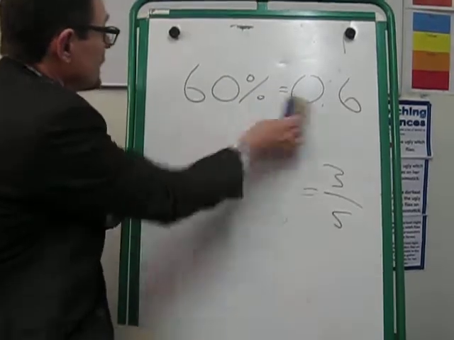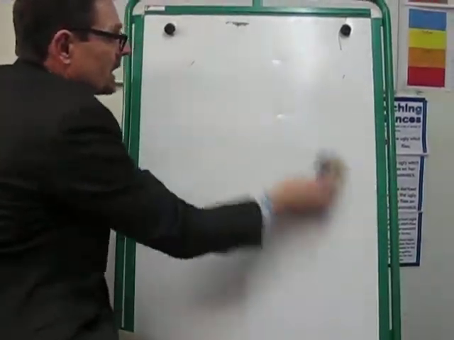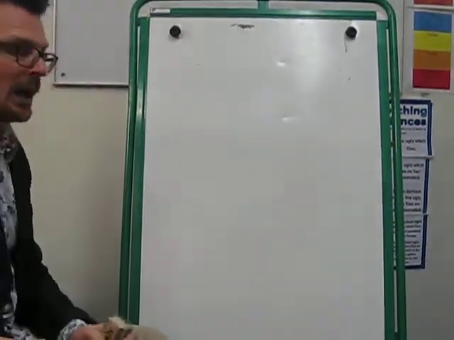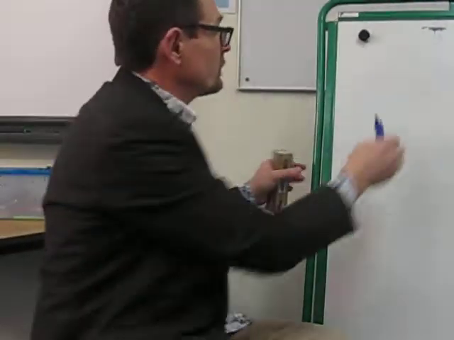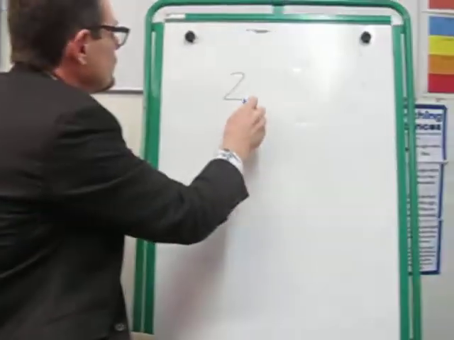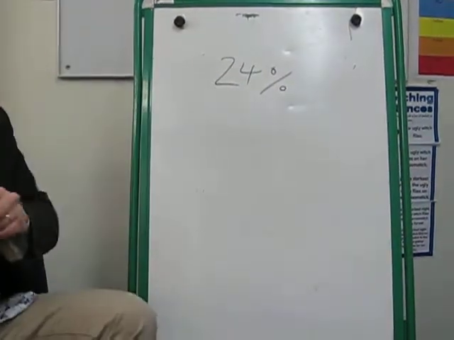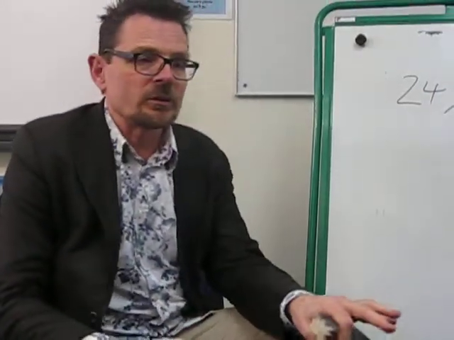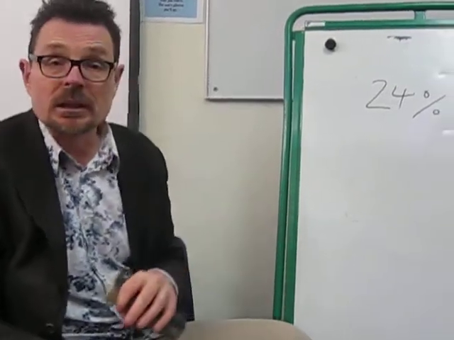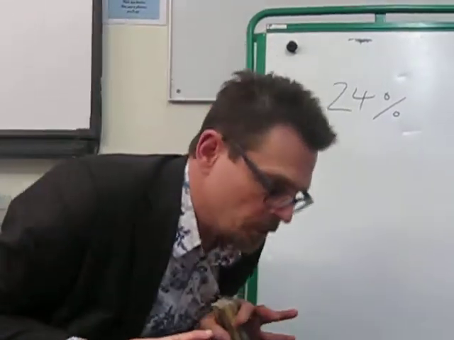Okay, I'm going to give you a percentage, and I'd like you to find me the equivalent decimal and fraction. Here we go. The percentage is 24%. Okay, if you can just do this at home, freeze your YouTube video, and we'll come back and look at it in a minute. Freeze.